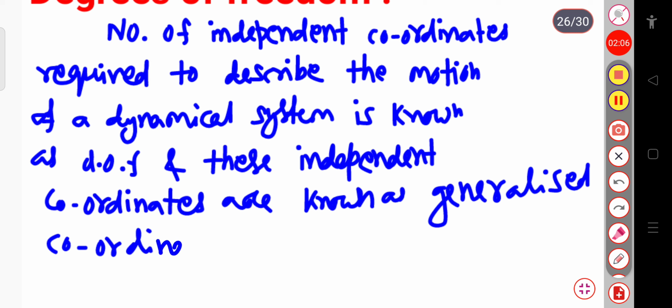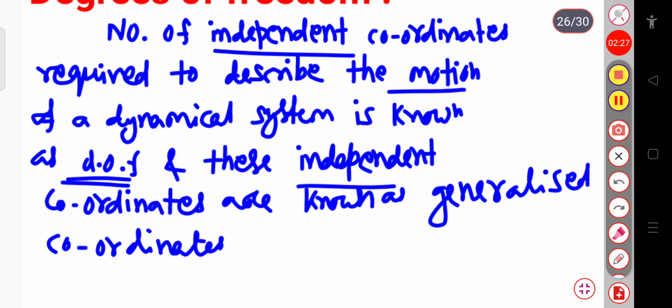So what is this degrees of freedom? This is simply the total number of independent coordinates. This is basically independent, okay? It doesn't depend on the other coordinates. So the number of independent coordinates that is required to describe the motion of a dynamical system is known as the degrees of freedom, and these independent coordinates are known as the generalized coordinates.